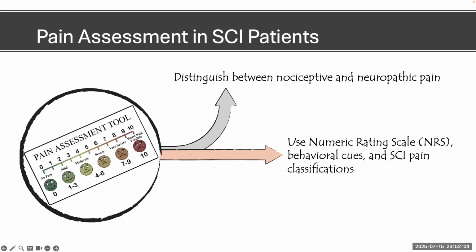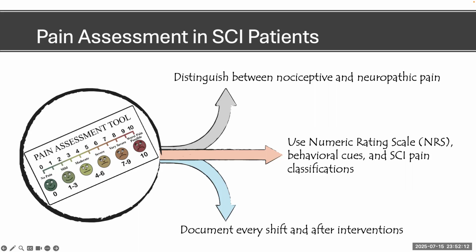Proper classification guides medication choices and therapies. Equally important is timely documentation. Record pain scores on every shift, note responses to interventions, and include descriptive language that communicates patterns or changes. Documentation ensures that all team members stay informed and that appropriate adjustments can be made.